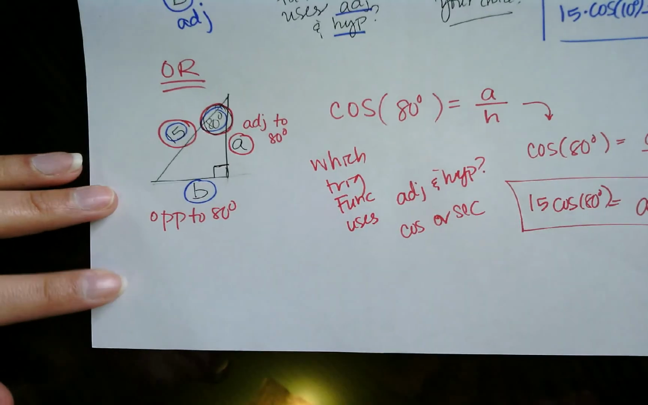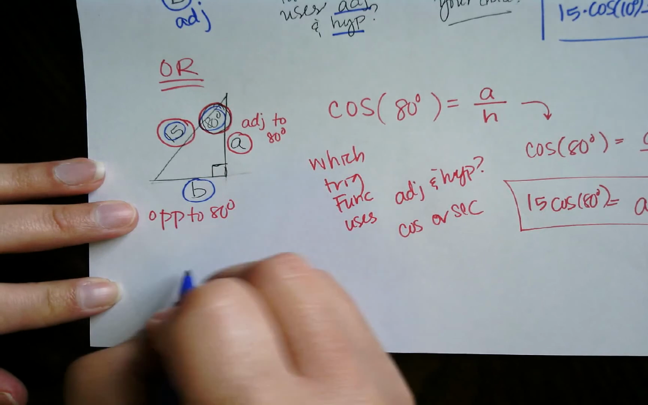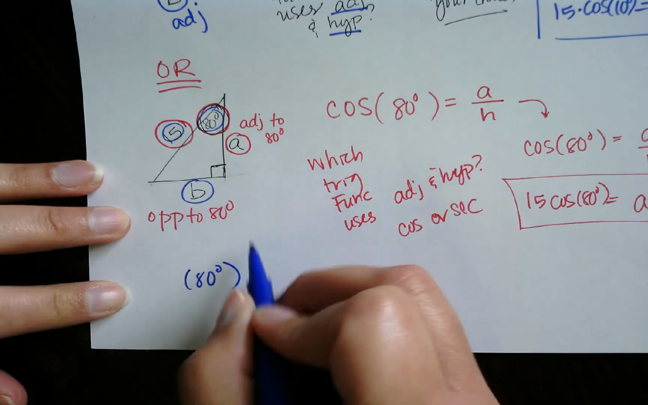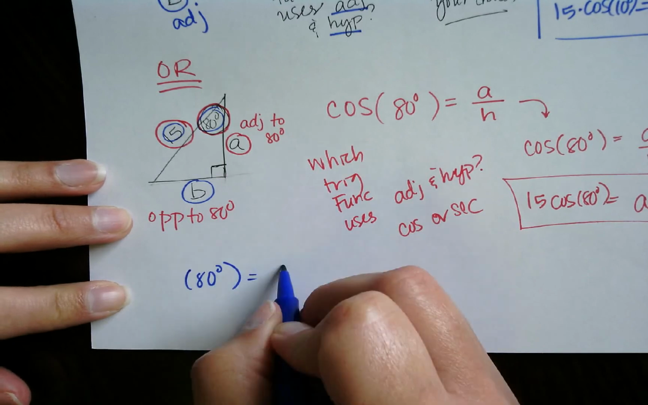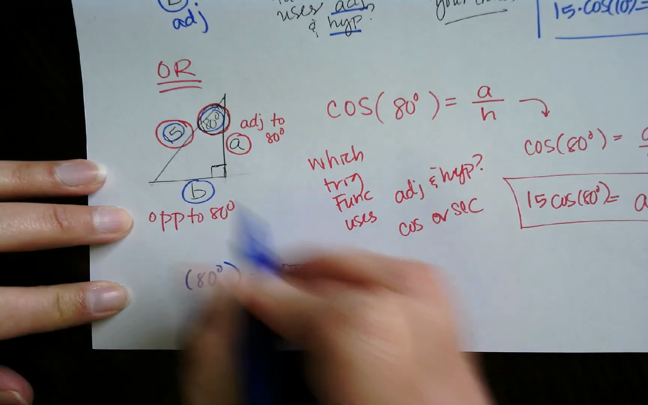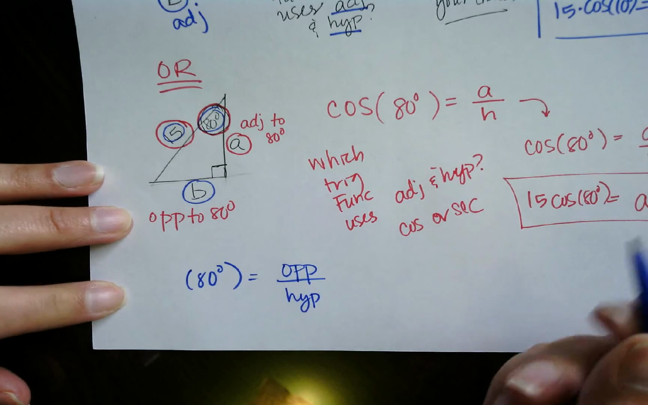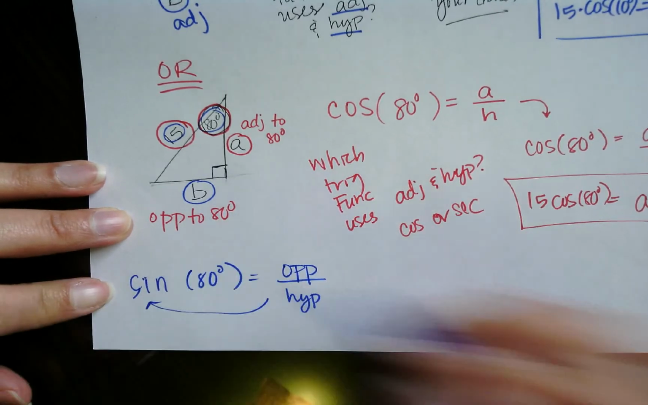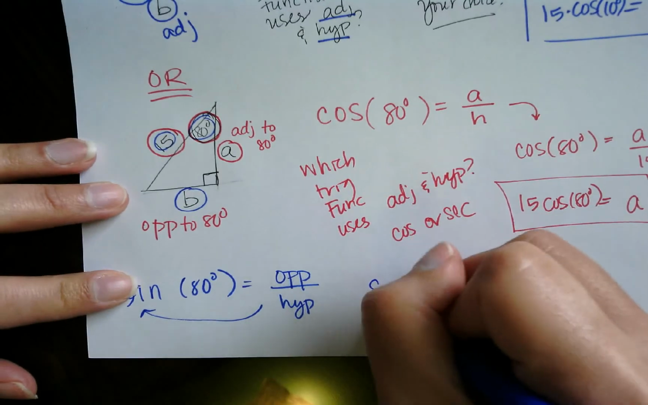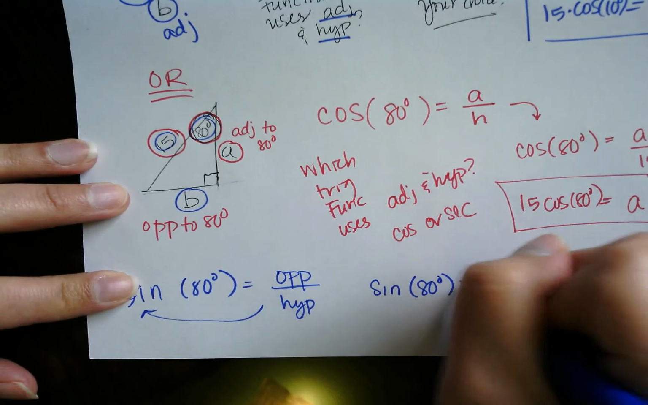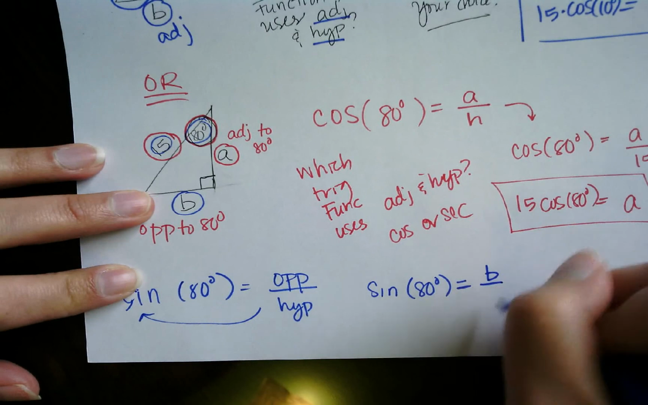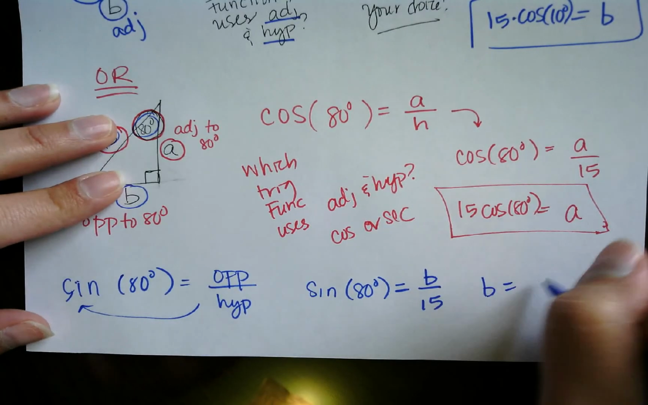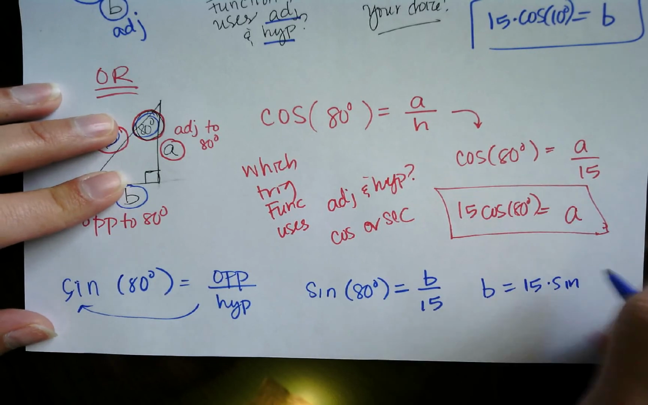So for b, what would that be? It would be plugging in 80 degrees. You would be using the opposite side over the hypotenuse. So which trig function is that? That is sine. Okay, that's how you figure it out. So sine of 80 degrees equals b over 15. So b equals 15 times sine of 80 degrees.